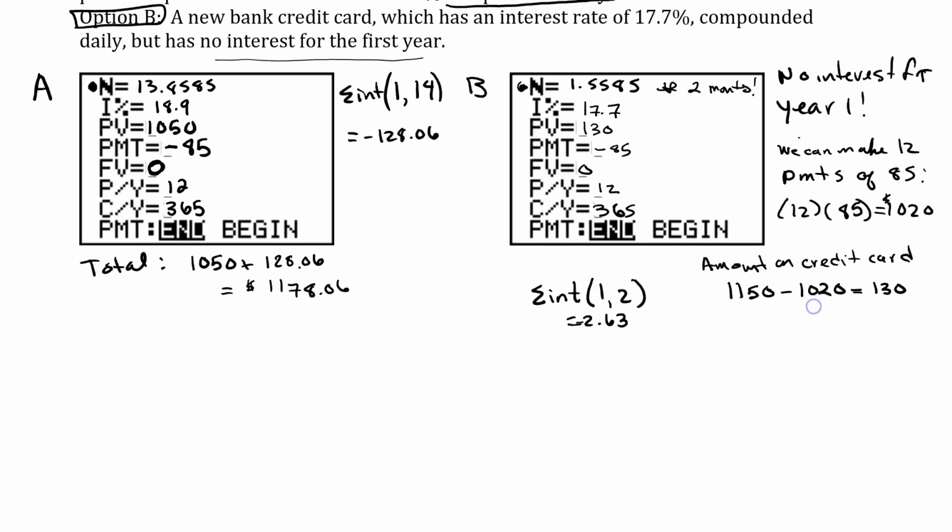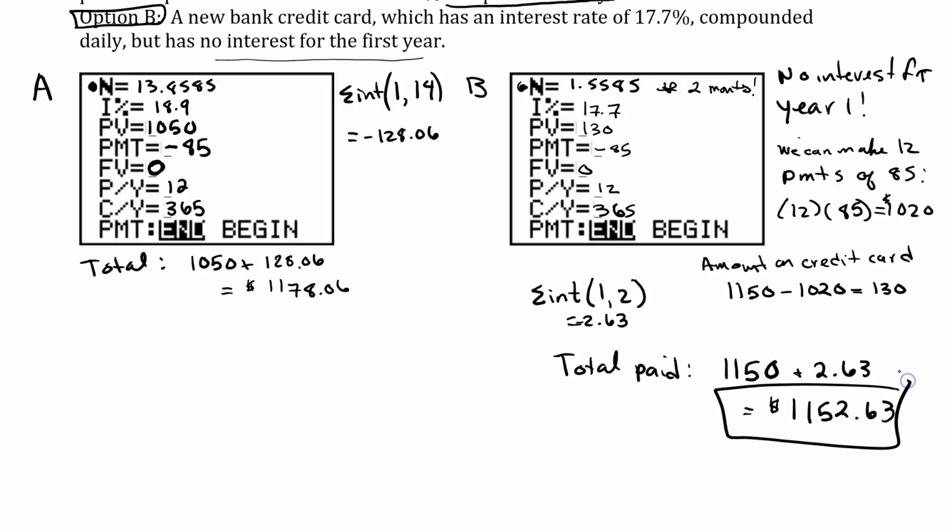So the amount that you actually have to pay for this, so the total paid for option B, is going to be the amount of the furniture, the total amount, so $1,150 plus $2.63. So in total we would pay with option B $1,152.63. When compared to option A, even though we get a $100 rebate, we still collect interest throughout the year. So it's still cheaper actually to take that credit card that is interest free for the first year.